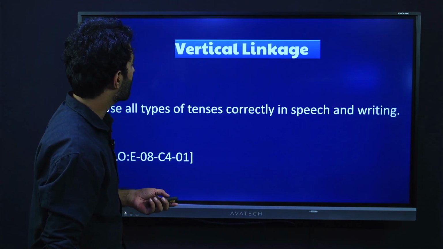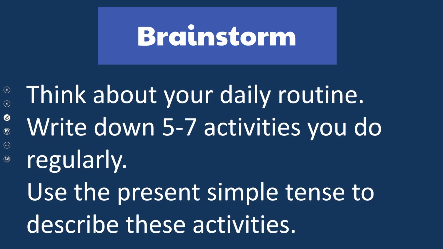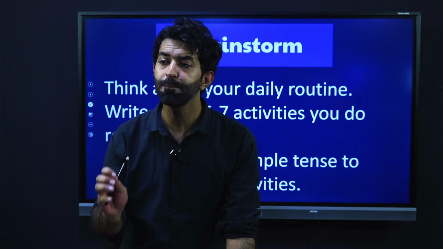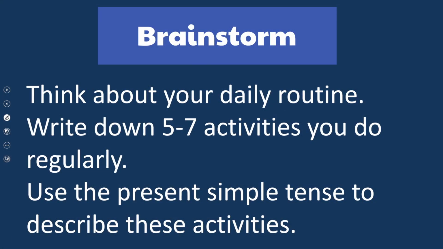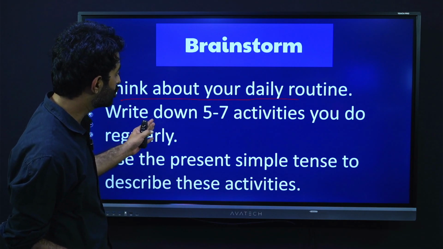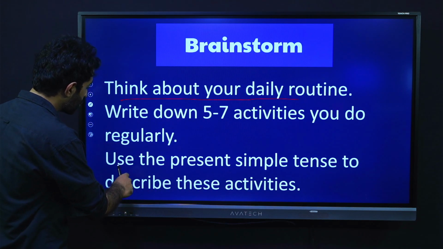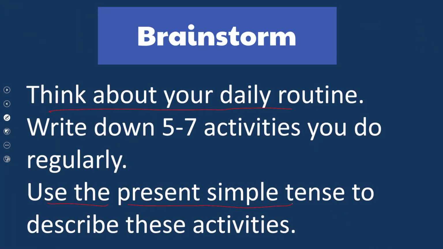So let's talk about, here is the vertical linkage. Now, we know that the present tense in the definite form, in the simplest form, is used for showing your daily routine. Now think about your daily routine, dear students. Write down at least 5 to 7 activities in the form of 5 to 7 sentences that you do regularly. And you have to use the present simple tense to describe these activities.